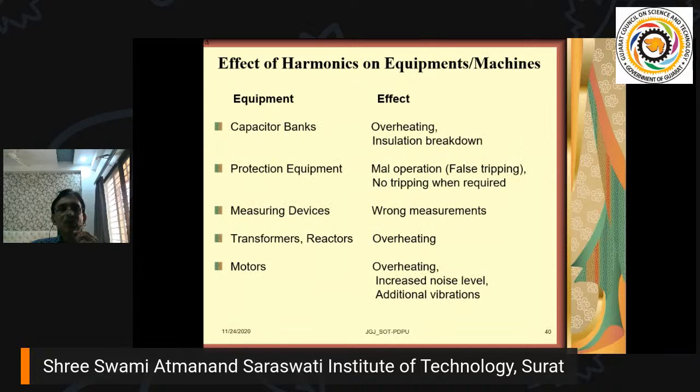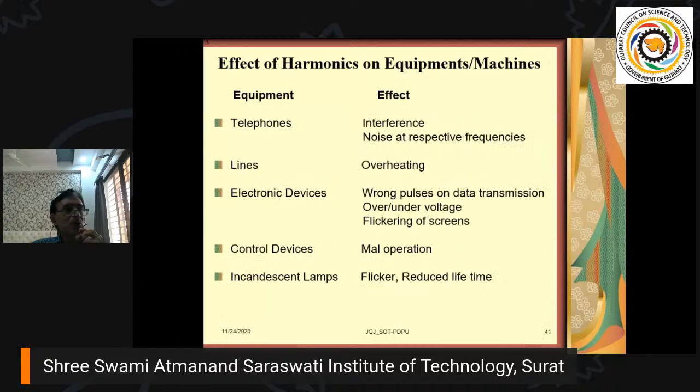So these are nothing but the effects of harmonics on the equipments or the machines, right? So for the capacitor bank, you have to remember overheating or insulation breakdown; then protection equipment, maloperation, false tripping; measuring devices, wrong measurement; transformers, reactors, lines, motors, overheating, and on motors also noise level and additional vibrations, right? So this is about the effect of harmonics on the equipments or the machines.